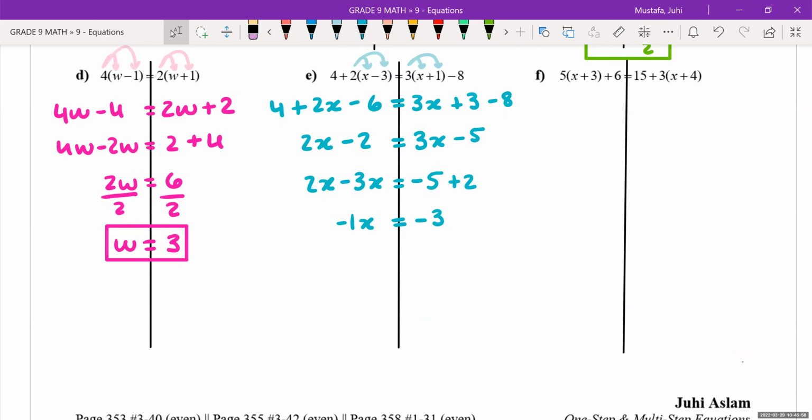Now, even though there's no number in front of the x that's more than 1, it still has a negative sign, and we need to get rid of the negative sign. So we're just going to divide both sides by negative 1 because that gets rid of the negative 1 in front of the x, and we solve it to get x is equal to 3.